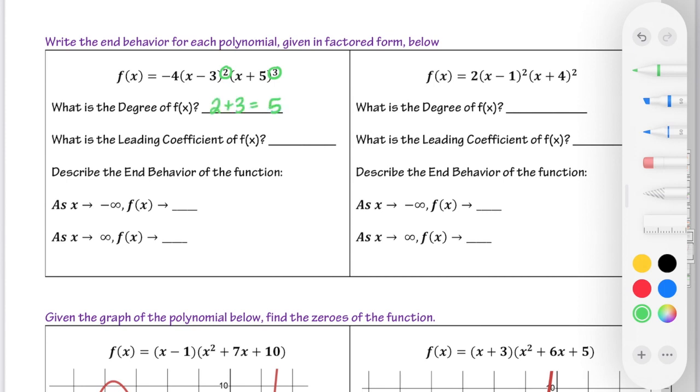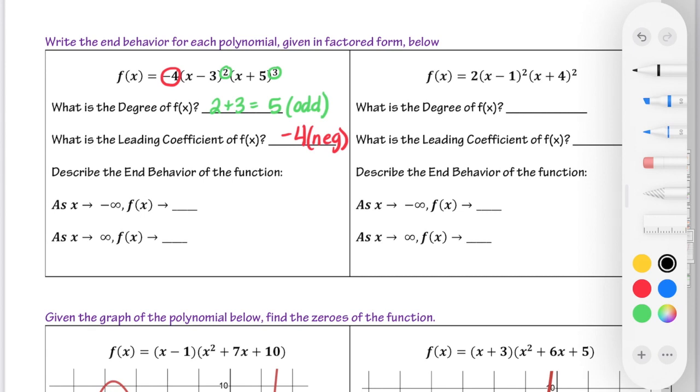So 2 plus 3 gives me the degree of 5. The leading coefficient is the number in front of all of the parentheses, so the negative 4. So my leading coefficient is negative 4. Now I have to describe the end behavior. So it's important for our end behavior that we make note of the fact that our degree is odd and our leading coefficient is negative. So we're thinking of an odd negative graph.